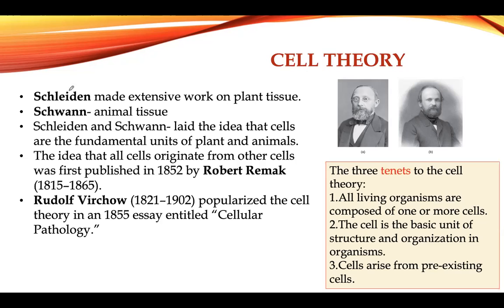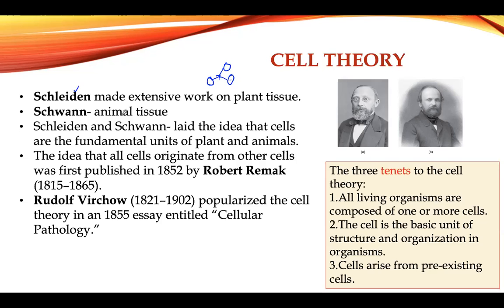Schleiden, he was a botanist. He used to work on plants. He actually showed that one plant tissue divides into two or four. So basically plant tissue originates from plant tissue. One cell divides into two and that's how they grow. Plants grow that way, or the number of plant cells increases because of cell division. That's what Schleiden first told.